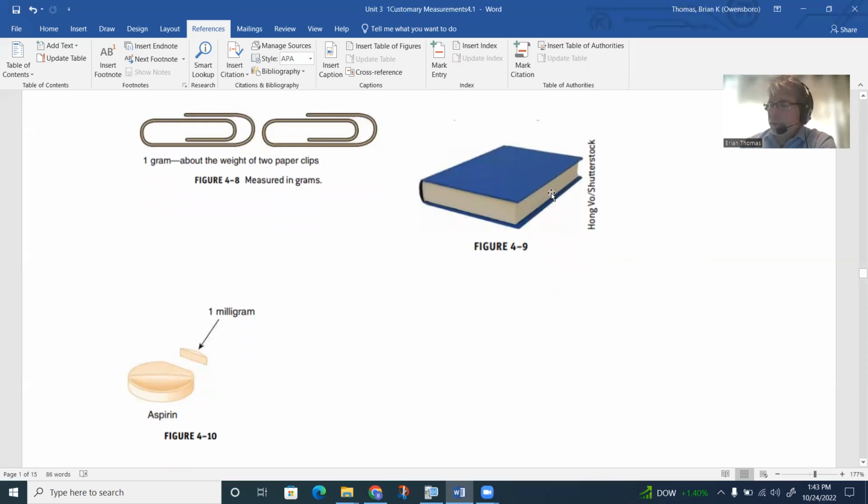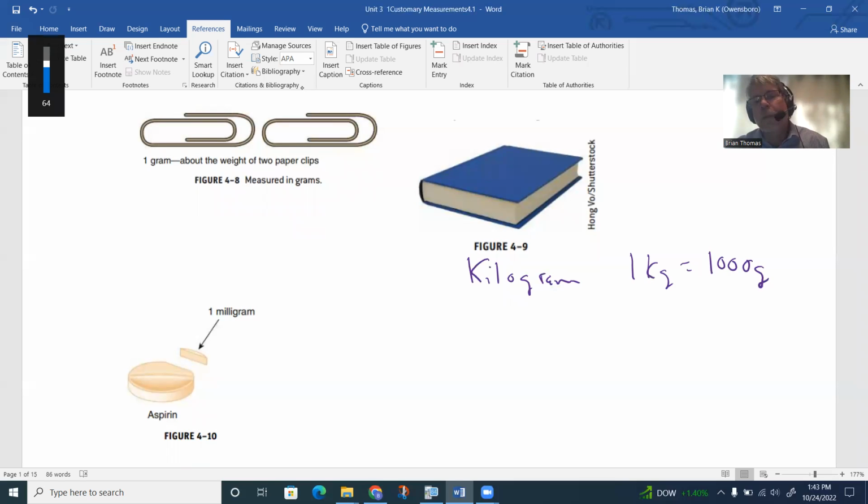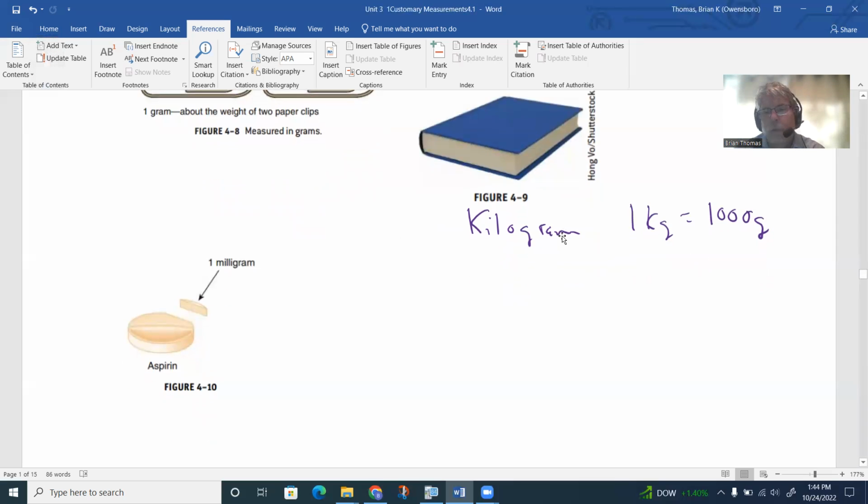The weight of a book is also described as a kilogram. So a kilogram, remember, is going to be 1,000 grams. So a book would be like 2,000 paper clips, if you will, or 1,000 grams. So a kilogram is 1,000 times bigger than a gram. It's used to weigh much heavier things.